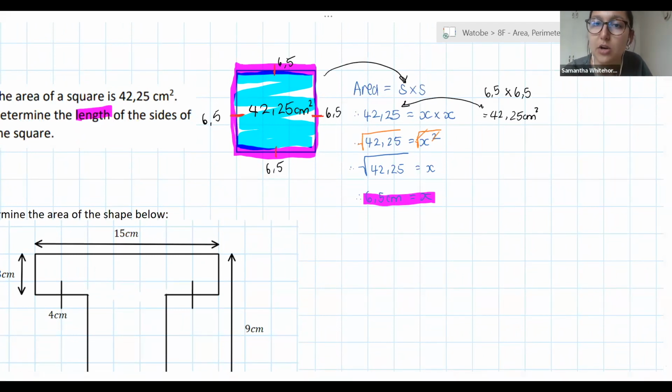Okay, so this is an example of using my formula to go and work out an unknown length in one of my shapes.